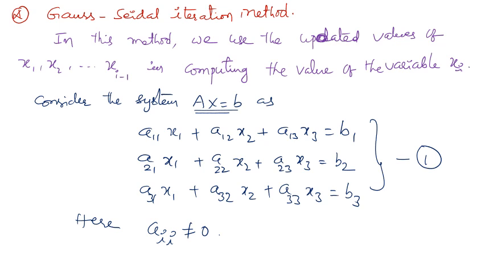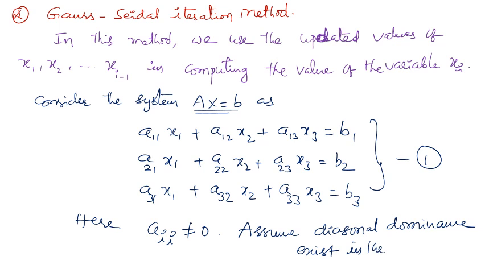Now what happens here? From the first expression, assume diagonal dominance exists in the system. What is the meaning of diagonal dominance in the system? It means a11, a22, a33 are more than the sum of a12 plus a13, a21 plus a23, a31 plus a32, right? You know this diagonal dominance property.